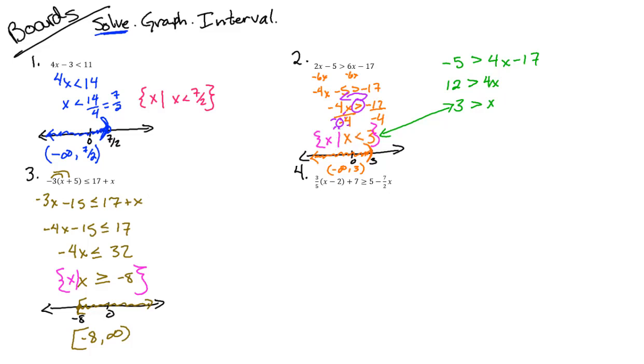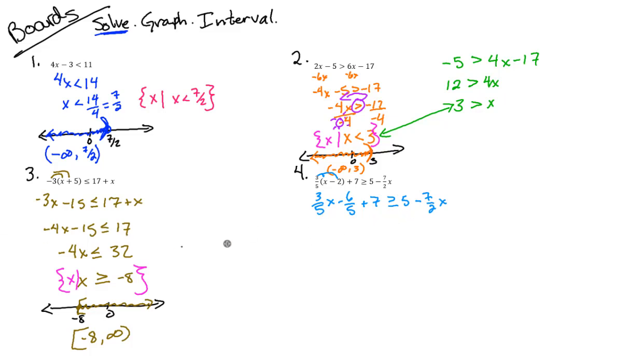All right, so then we have, let's try the next one, number 4. We have fractions and parentheses. And in which order do we go? We get rid of the parentheses first, so let's jump that in. So 3/5 x minus 6/5 plus 7 greater than or equal to 5 minus 7/2 x. Good. Now we got to get rid of these fractions.